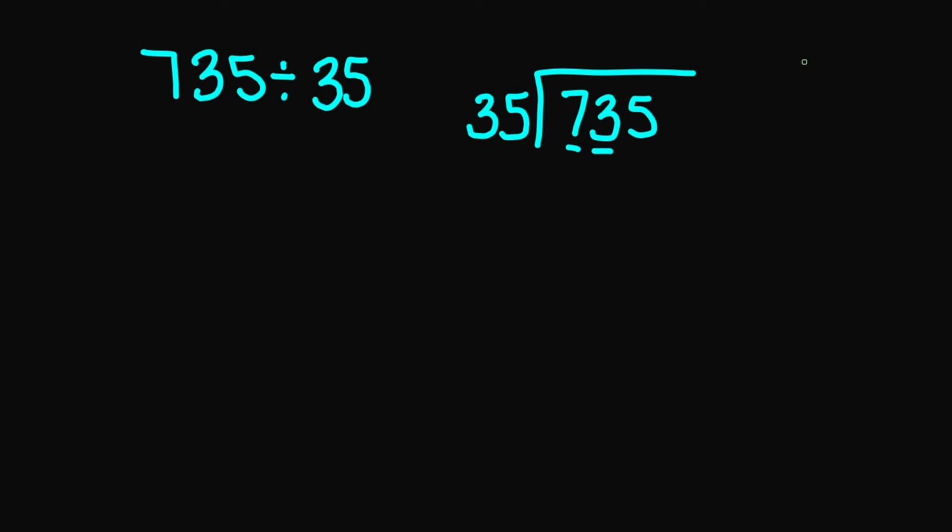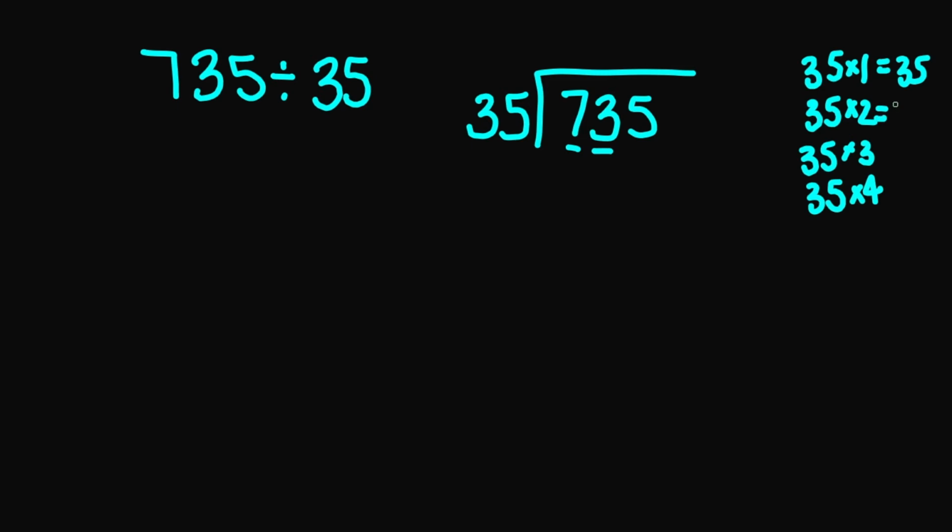Let's write some 35s here to see. So let's do 35 times 1, times 2, times 3, and then times 4. 35 times 1 is 35. 35 times 2 is 70. 35 times 3, you're going to get 105. So the closest number that I can use is 35 times 2, because that's 70. This number is too high. 35 times 3, that's 105, so we do not want that. So I'm going to do 35 times 2.